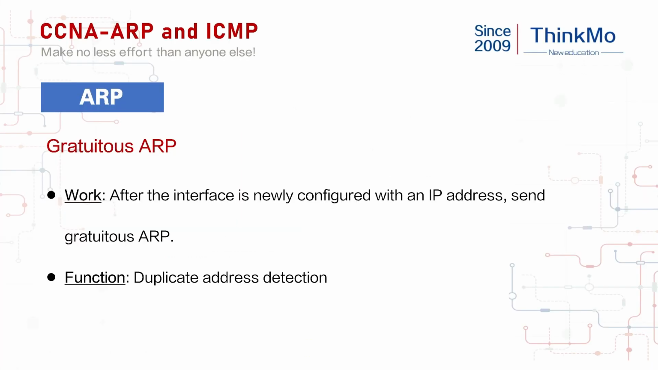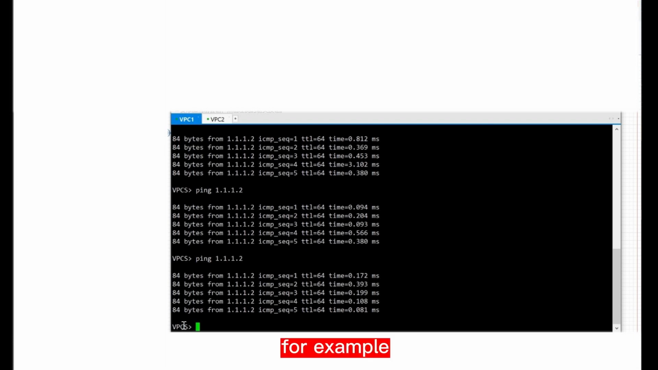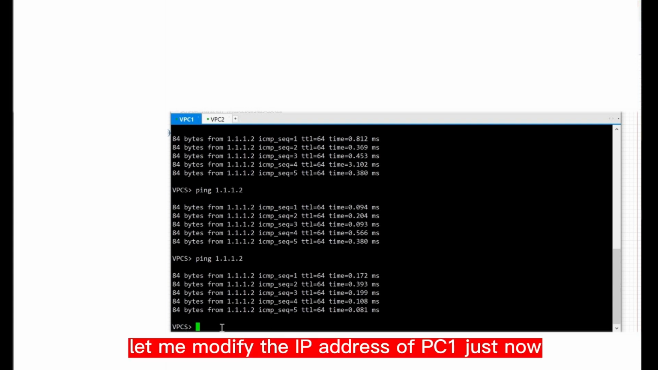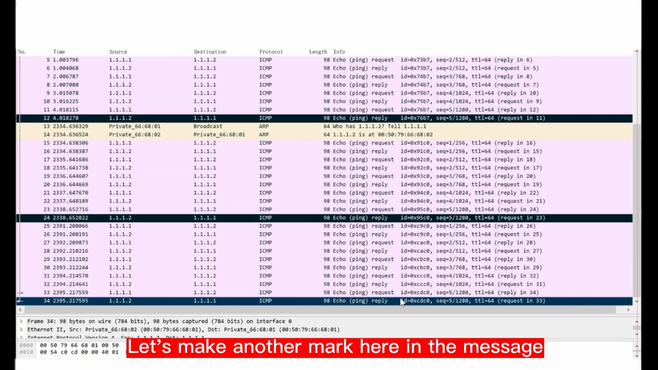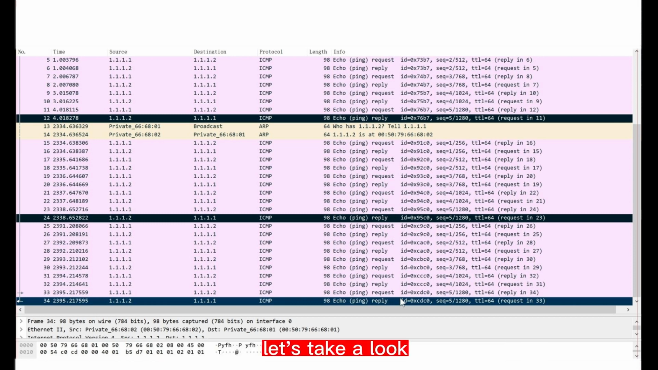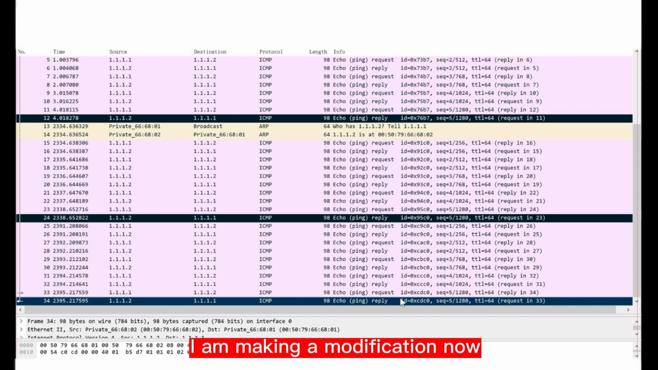In fact, we sometimes refer to ARP. There is another thing, Gratuitous ARP. Let me show you. For example, this is PC1 and PC2. Let me modify the IP address of PC1 just now. Change it to 1.1.1.3 with a 24-bit mask. Let's make another mark here in the message and wait for it to send a new message from below. Let's take a look. I am making a modification now.